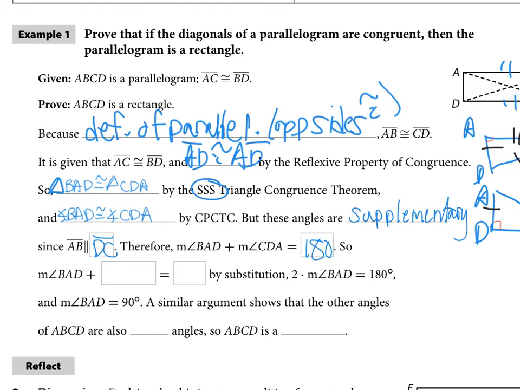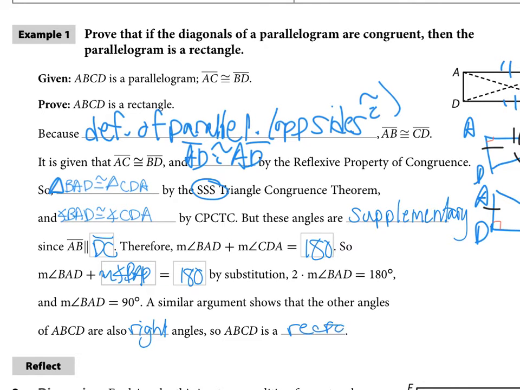And so the measure of angle BAD plus the measure of angle BAD by substitution is going to equal 180. And then we've got two of the exact same angle, so angle BAD is equal to 90. And then a similar argument shows that the other angles of ABCD are also right angles, or 90-degree angles, so that means that ABCD is a rectangle.